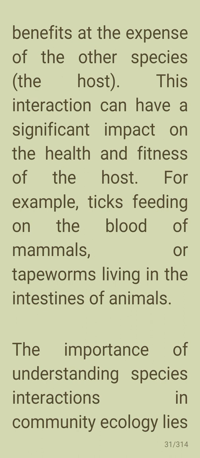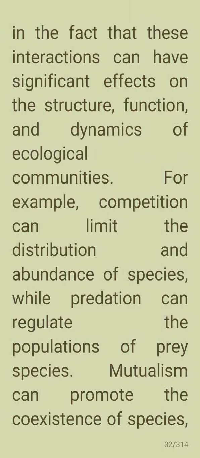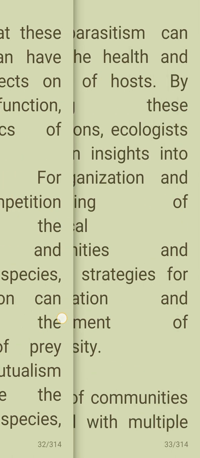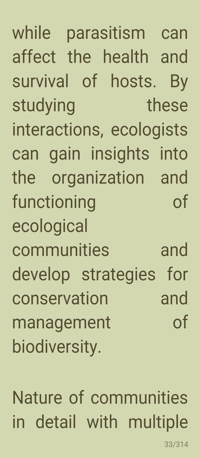The importance of understanding species interactions in community ecology lies in the fact that these interactions can have significant effects on the structure, function, and dynamics of ecological communities. For example, competition can limit the distribution and abundance of species, while predation can regulate the populations of prey species. Mutualism can promote the coexistence of species, while parasitism can affect the health and survival of hosts.